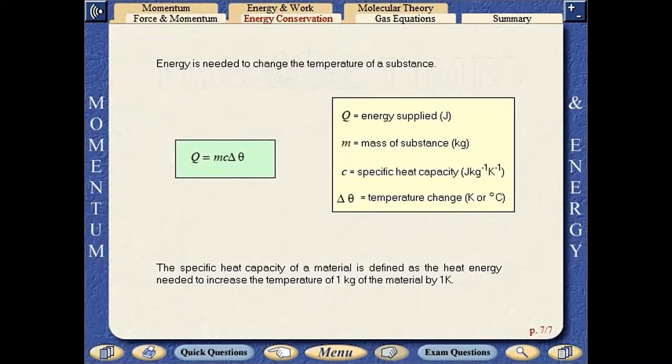Energy is needed to change the temperature of a substance. The specific heat capacity of a material is defined as the heat energy needed to increase the temperature of 1 kilogram of the material by 1 Kelvin.